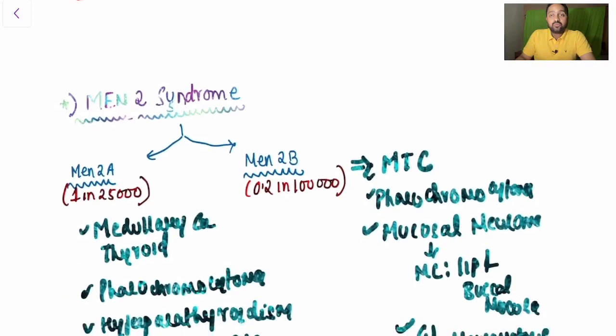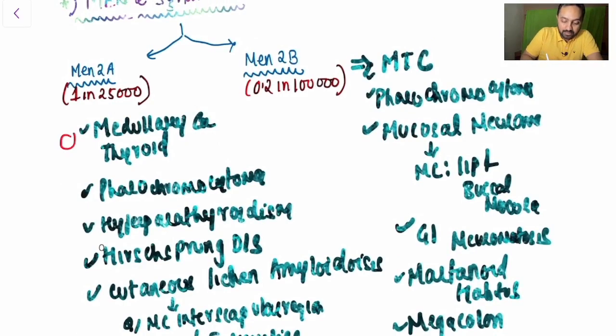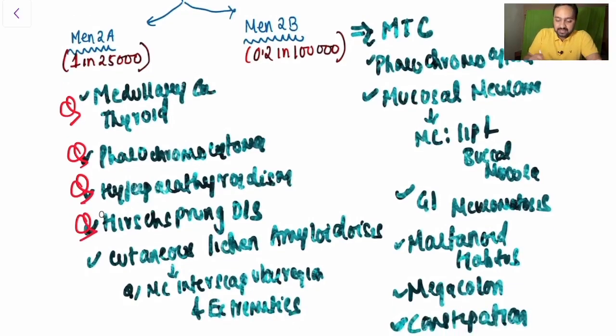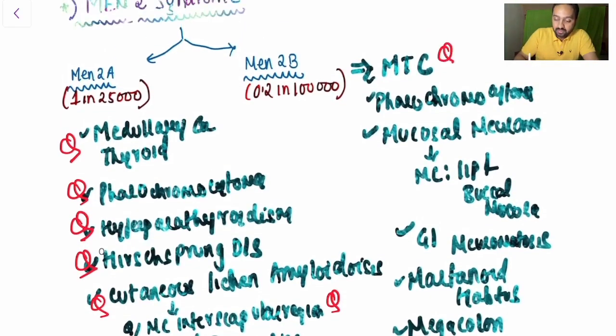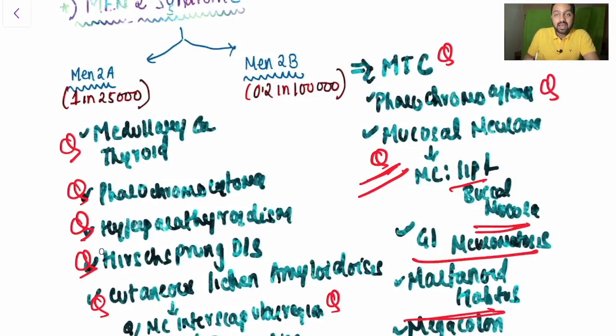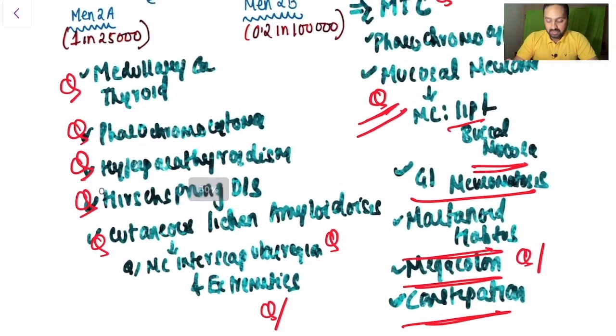So regarding MEN2 syndrome, it occurs in two forms, 2A and 2B. The important features present in 2A include your medullary carcinoma thyroid, pheochromocytoma, hyperparathyroidism, Hirschsprung disease, and your cutaneous lichen amyloidosis, and the most common site is at your interscapular region and your extremities. Whereas MEN2B consists of your medullary thyroid carcinoma, pheochromocytoma, the mucosal neuromas, the most common site being your lips and your buccal mucosa. Then we have your GI neuromatosis, marfanoid habitus, megacolon, and your constipation. So these are your features of your MEN2B.